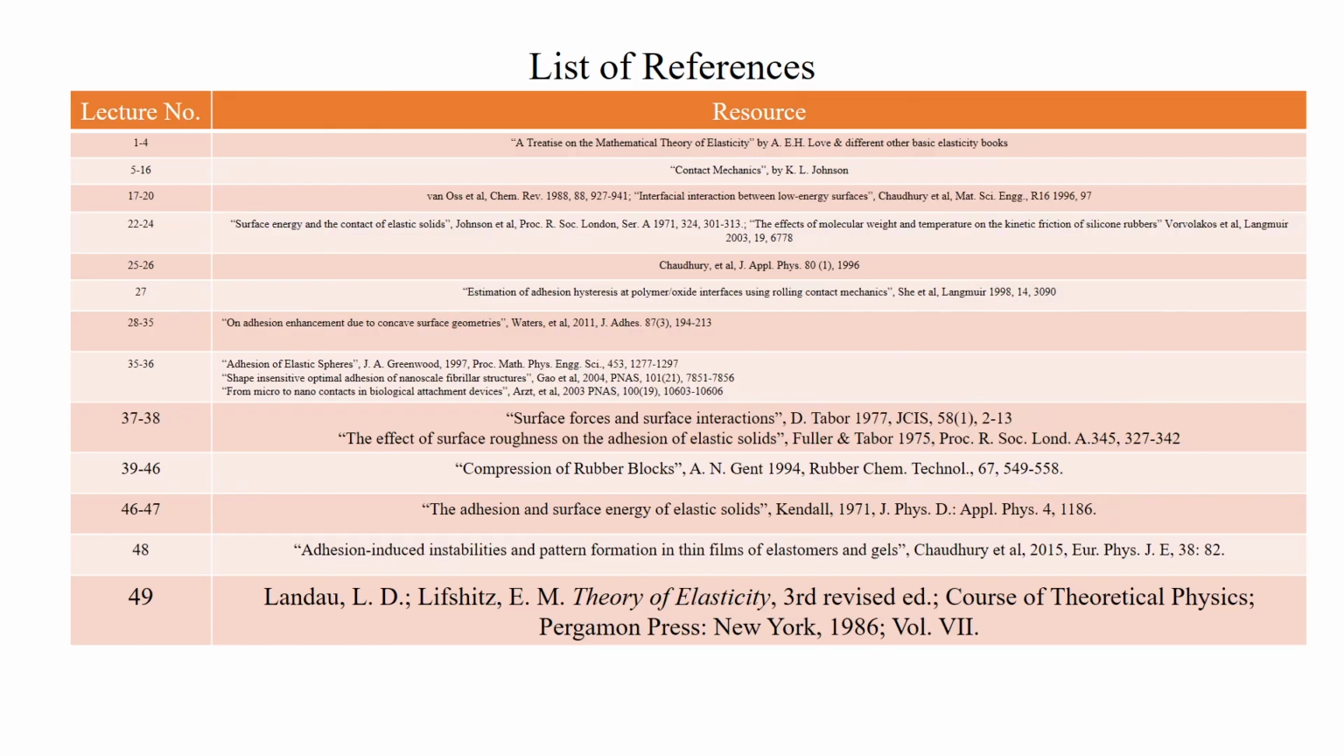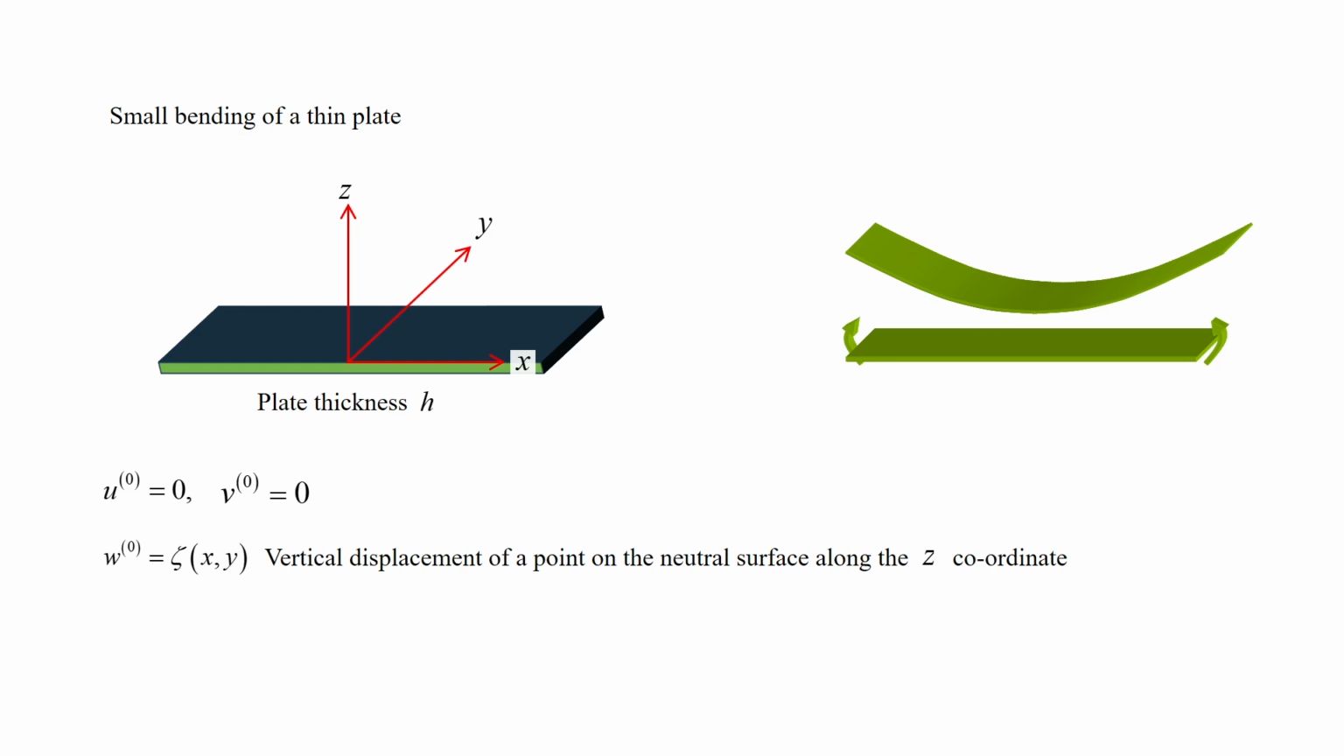So what I am going to discuss today can be seen in this book by Landau and Lifshitz, volume 7, on theory of elasticity. In a sense, what I am going to talk about today is bending of a thin plate. So basically we have this very thin plate of thickness h, where h is much smaller than the spatial length scale L.